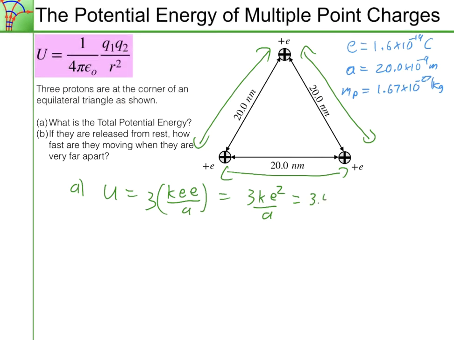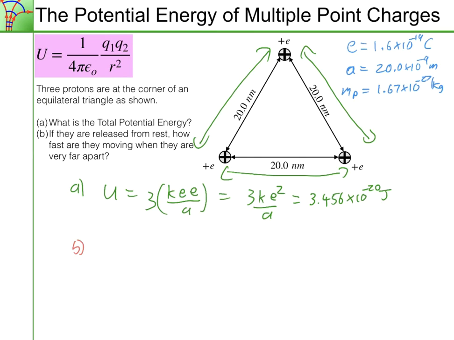is 3.456 times 10 to the minus 20 joules. That's how much energy is stored between those three. So all that could be converted into kinetic energy. The second question asks, what if I were to release them?